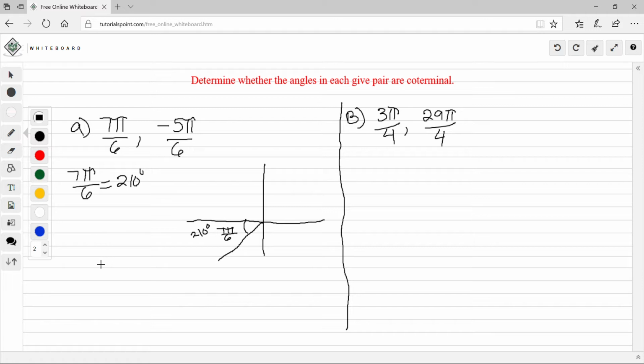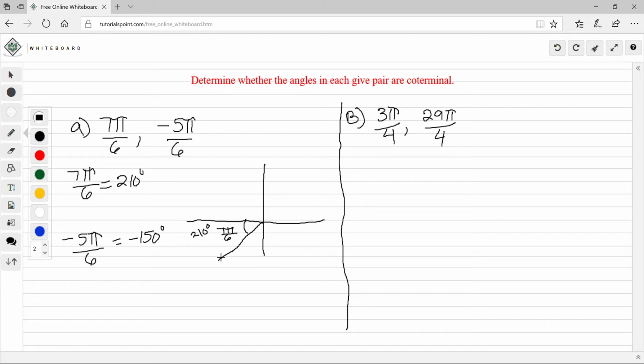So what is negative 5 pi over 6? In degrees, it is negative 150 degrees. So what you can do is go negative 150, which is about this one. Negative 150 is about this much, right? And they hit the same place.